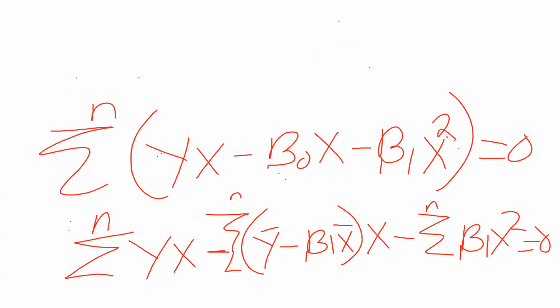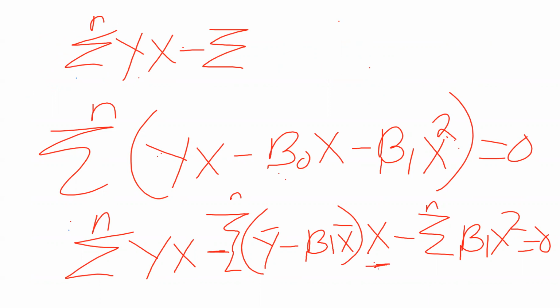So from here, what do we do? We can have the summation over n of yx, then minus the summation of this x. You've seen this x, right? This x has to be distributed here. X times y bar shall be y bar x, right?